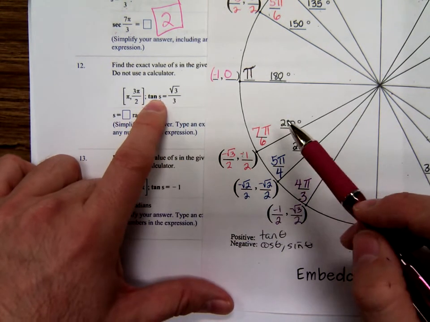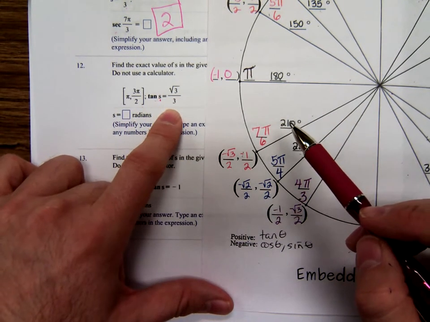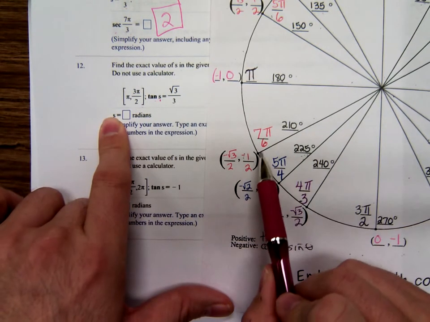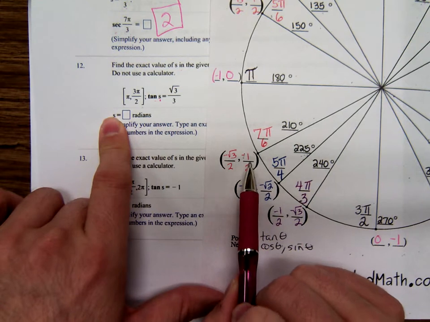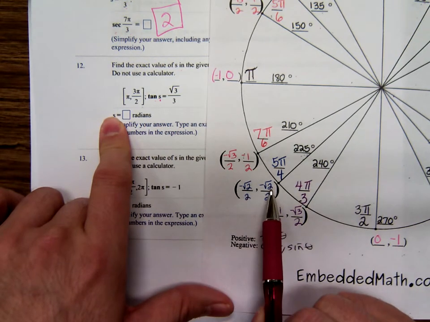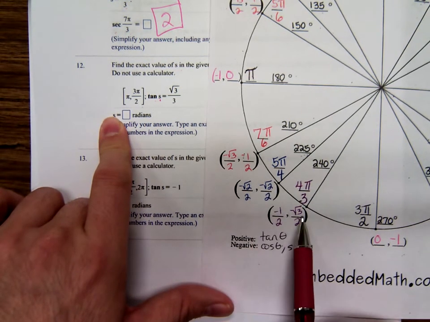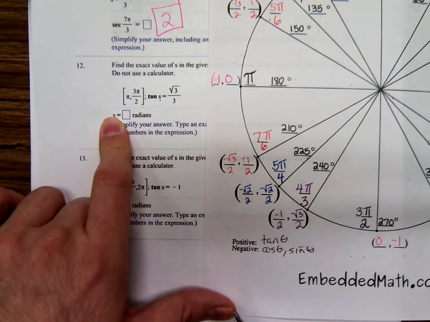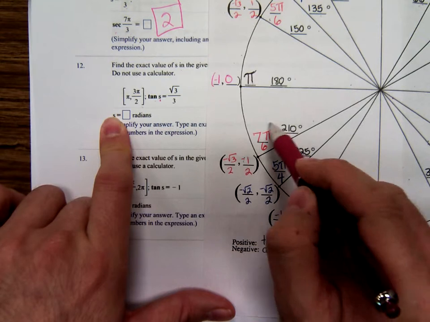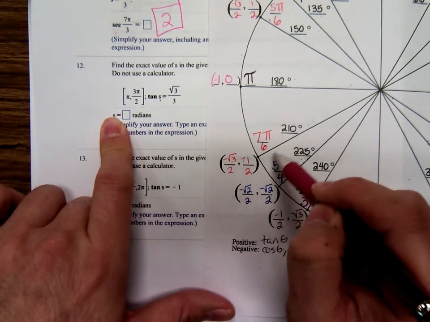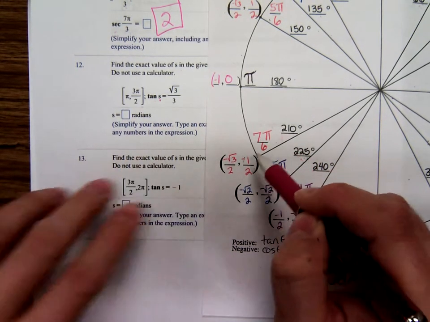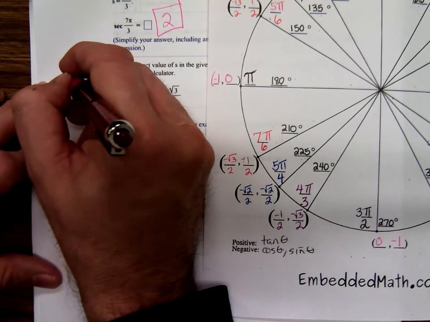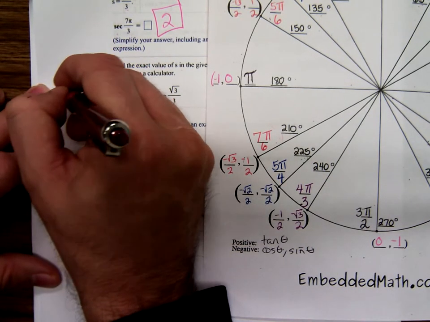Tangent S is square root of 3 over 3. You're trying to find S. So at which of these angles, if you go sine over cosine, sine over cosine, sine over cosine, would you get square root of 3 over 3? Well, it would be here at 7 pi over 6. If you went sine over cosine, that would be negative 1/2 over negative square root of 3 over 2.